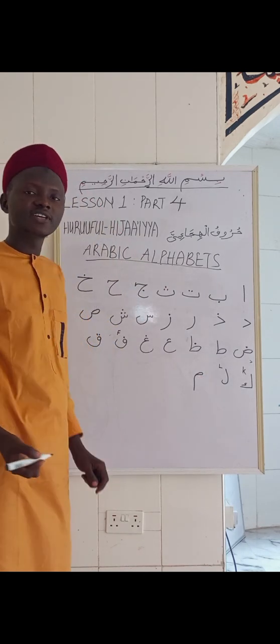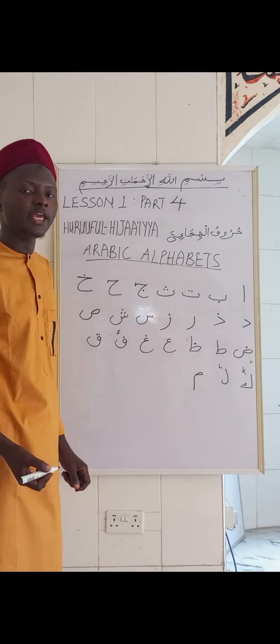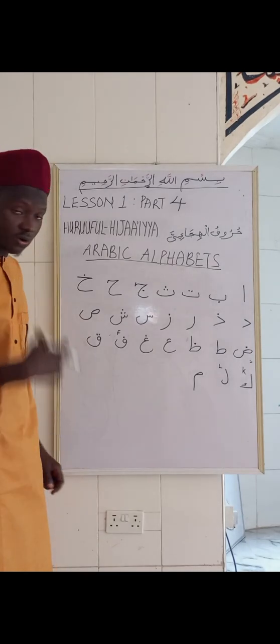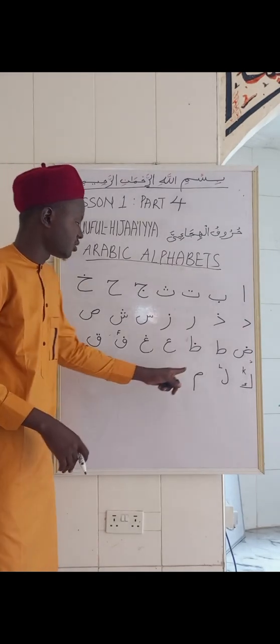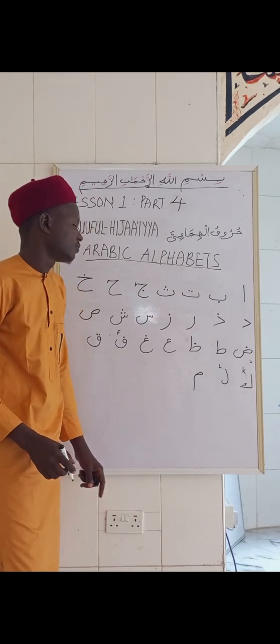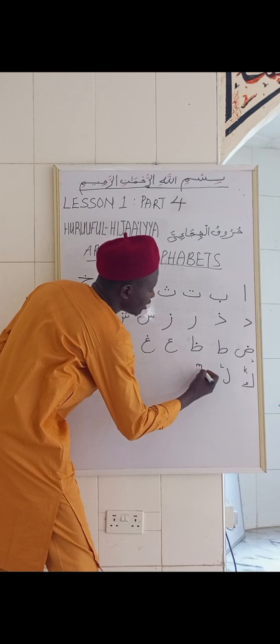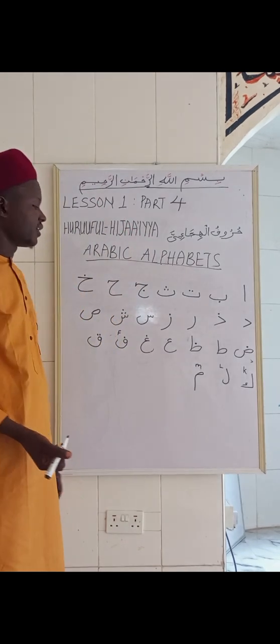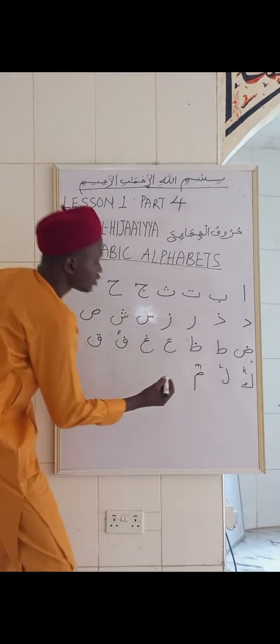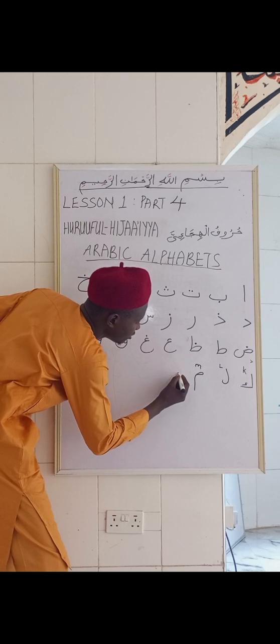Mim. Say it. Mim is the letter of the lips. We are going to look at the articulation. Mim is equivalent to M in the English alphabet. So the next one is what? Nun.